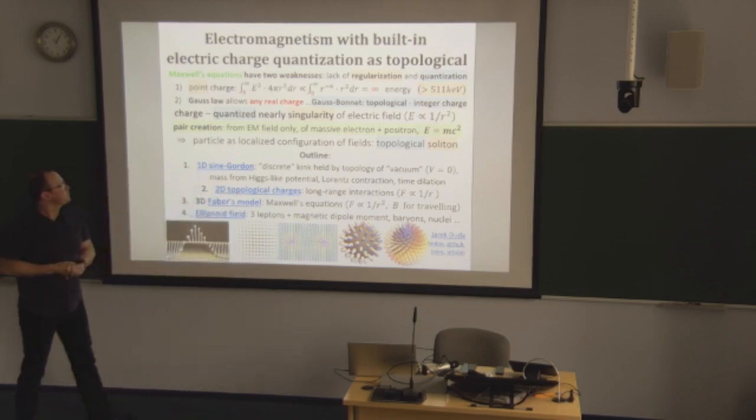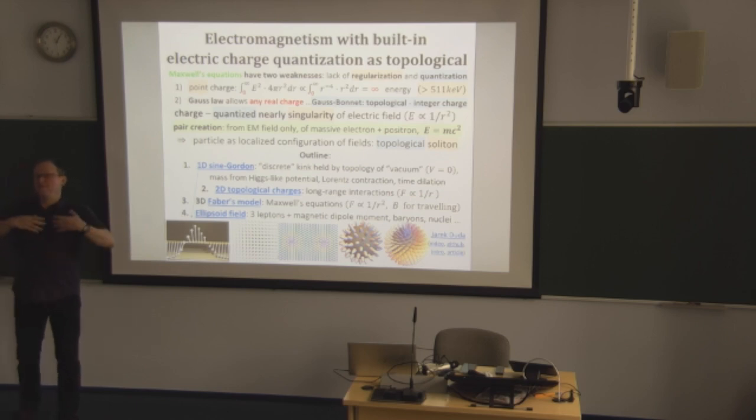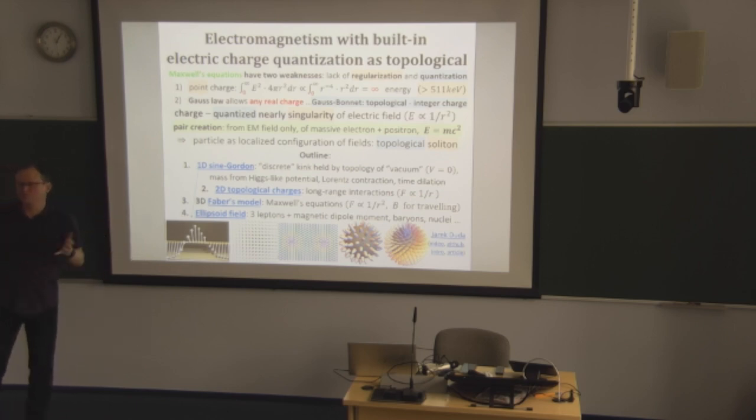So from the other perspective, the main purpose we would like to satisfy here is to start with repairing electromagnetism. Electromagnetism has two weaknesses. One weakness is the charge quantization. We have Gauss law: integrating the electric field over a closed surface, we get the electric charge inside. But with Gauss law, it can be a real number, while in nature it is an integer multiple of the elementary charge. So we need to build into Gauss law the charge quantization as topological. This is one thing we would like to repair.